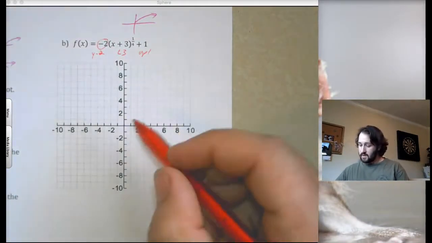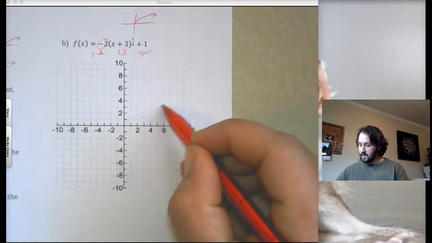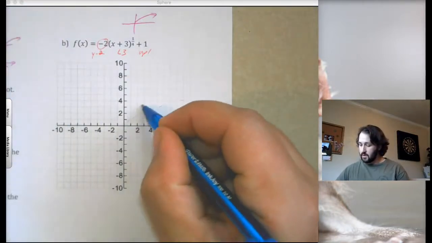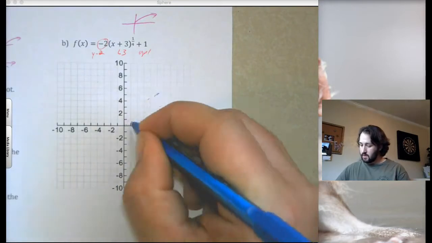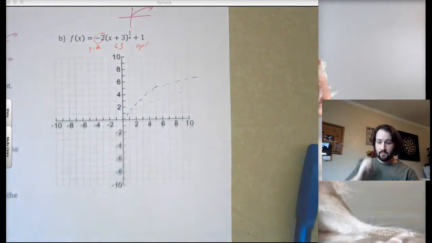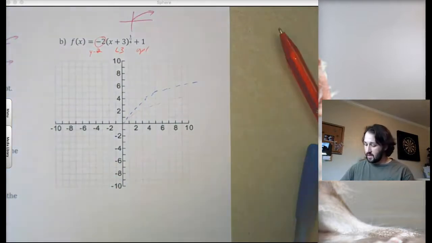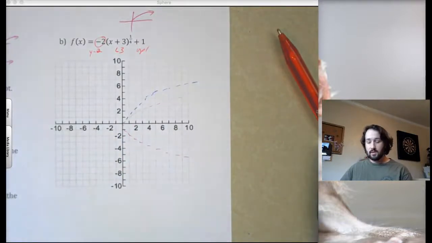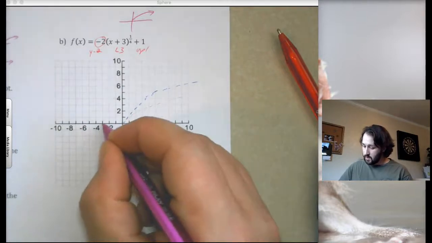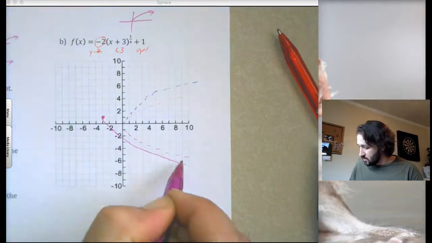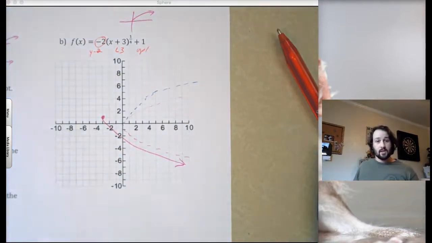So if I start with my parent function looking like that, the y's by 2 is going to stretch out my parent graph. It'll look more stretched out in the y direction. Then I can flip it over the x-axis. Once I flip it over the x-axis, it'll look something like that. And then move everything left 3 and up 1. So 1, 2, 3, up 1. So it'll have that point, and then about a shape something like that. That's really all we're trying to get at with this, is about how would it look.